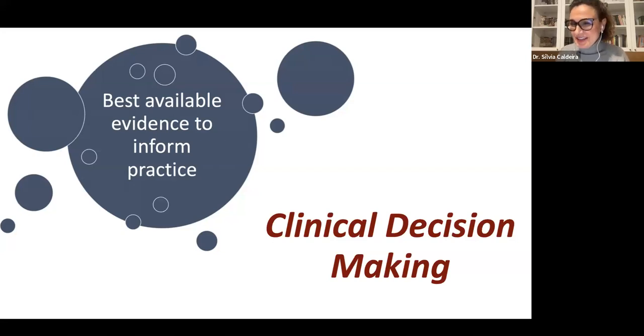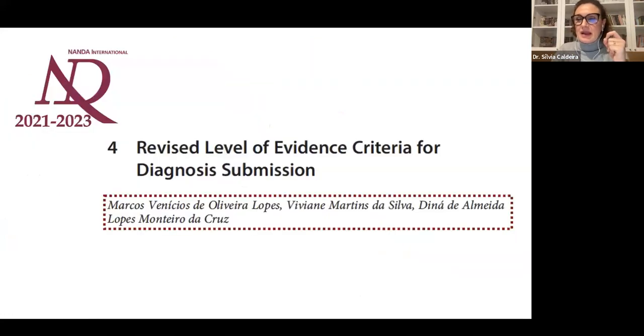So it's good that we can count on good research, research that has been conducted with rigor and good quality, because this is very important for nurses in the clinical decision-making process. And so the last edition of the NANDA book has a very important chapter. It's the famous chapter 4, where you can find the revised level of evidence criteria for diagnosis submission.